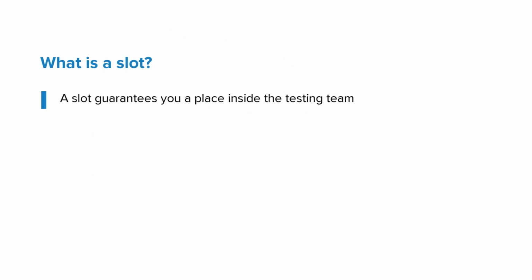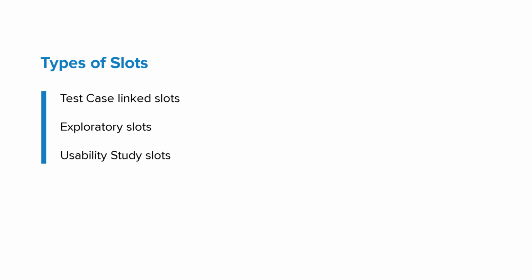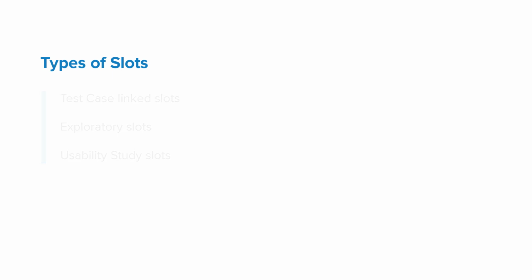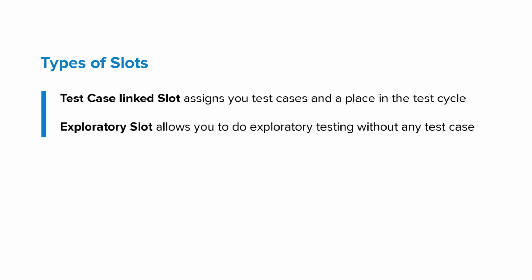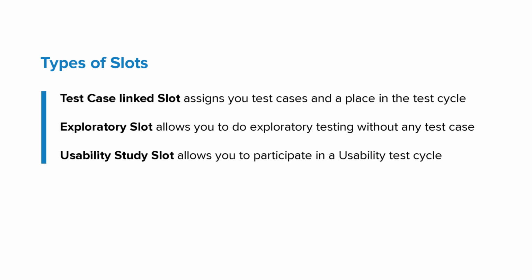A slot guarantees you a place inside the testing team. There are mainly three types of slots: test case linked slots, exploratory slots, and usability studies slots. Claiming a test case linked slot assigns you one or more test cases along with a guaranteed place in the test cycle, whereas an exploratory slot only allows you to do exploratory testing without any test case. Usability study slots are used in a usability cycle, and they allow you to participate in the test cycle.